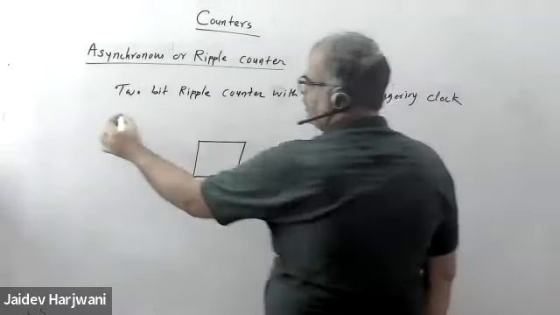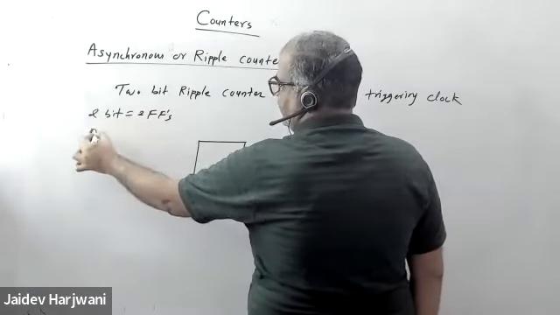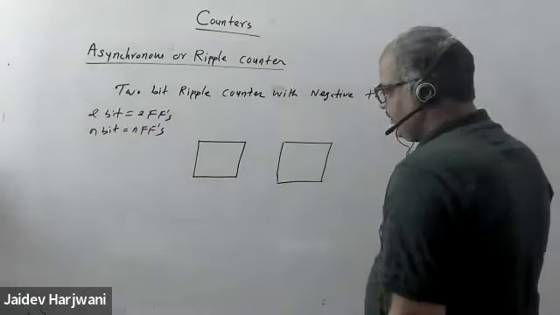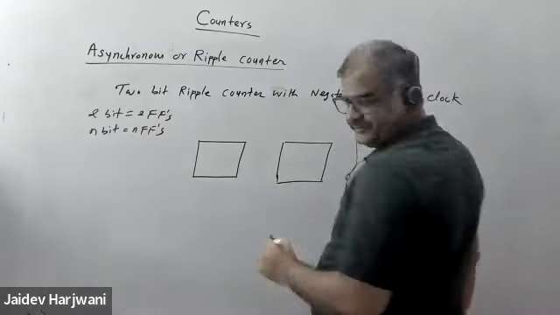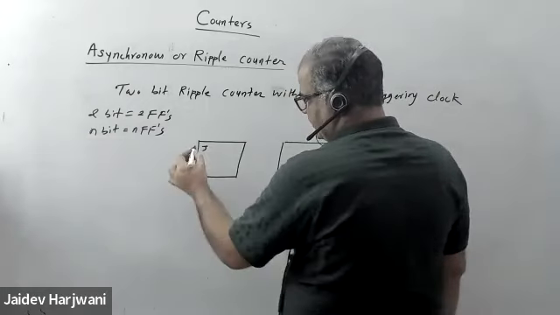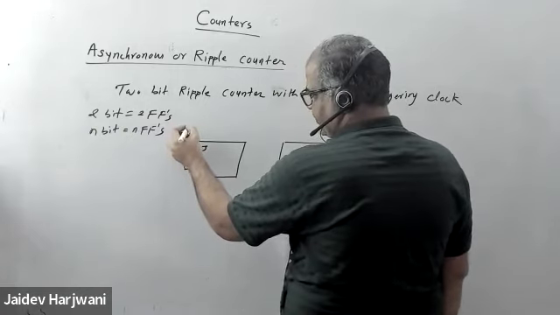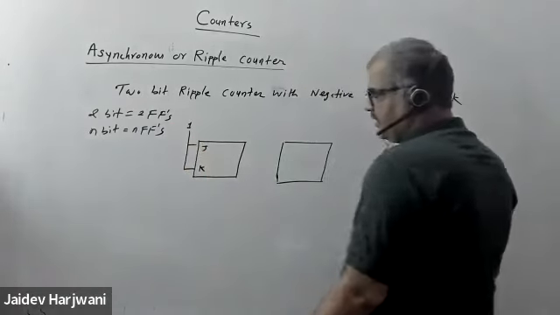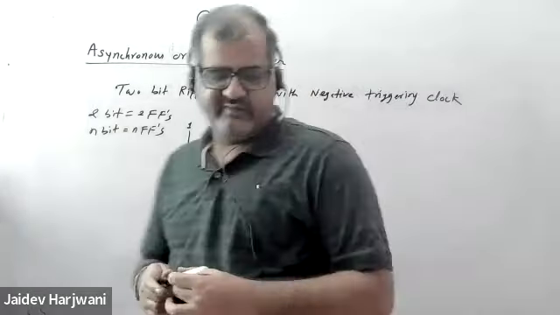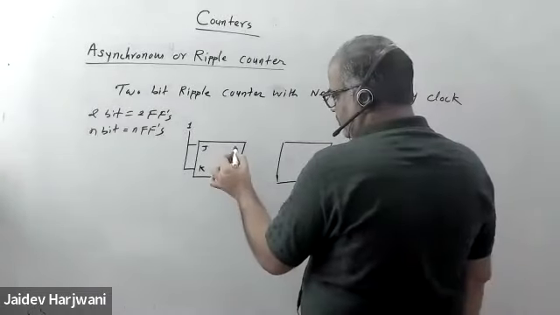So for 2-bit, 2 flip flops; n bit, n flip flops. So I'm using 2 flip flops. I'm taking JK flip flops, and they are in toggle mode, so basically it is a T flip flop. I am connecting both J and K to 1. When you make J and K common, that becomes your T flip flop. This is also in toggle mode, and this is your Q.